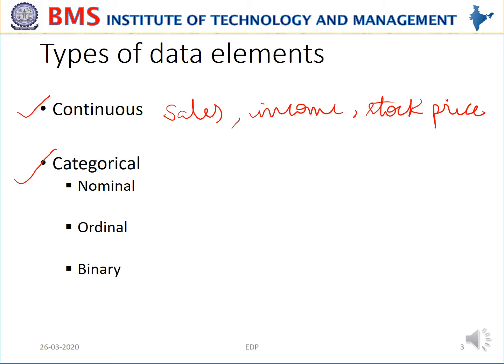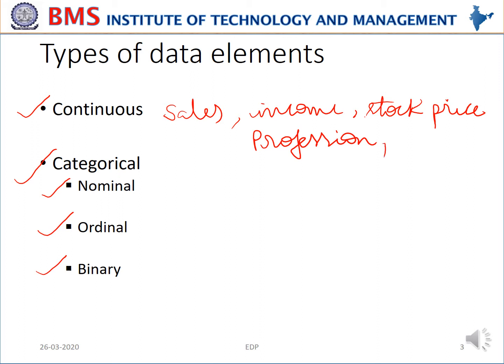Now coming to the next type of data element, it is categorical, which is further classified into three types: nominal, ordinal and binary. Now what is a nominal data element? The data elements which take only a limited set of values with no meaningful ordering in between, we call nominal data elements. An example for this can be profession of a person. This requires some textual value such as professor or doctor or engineer. It has nominal values.